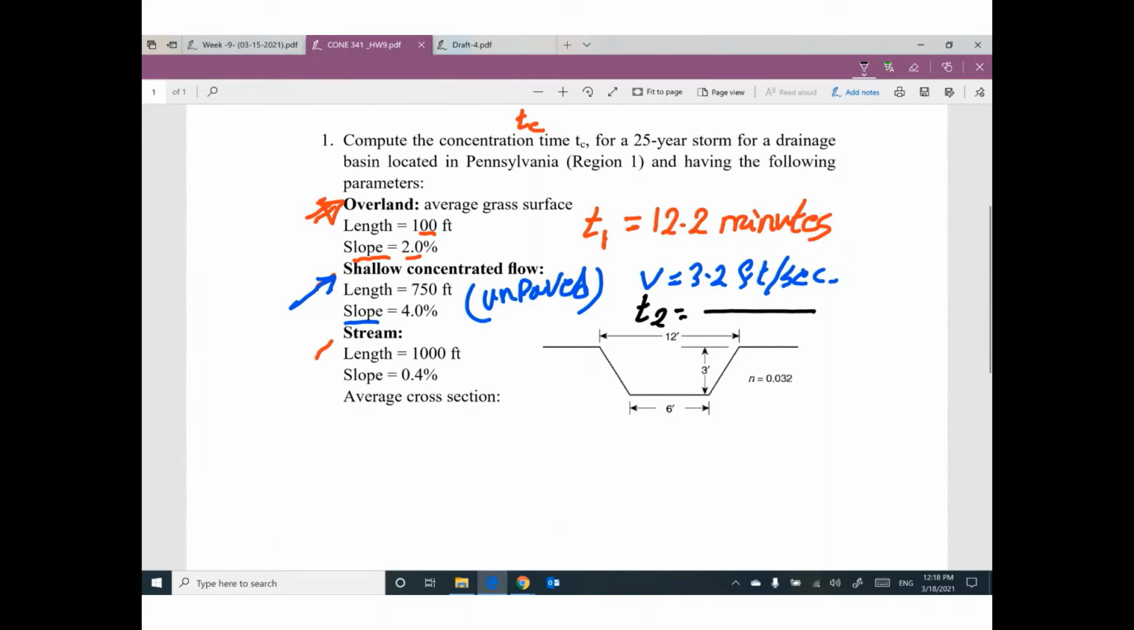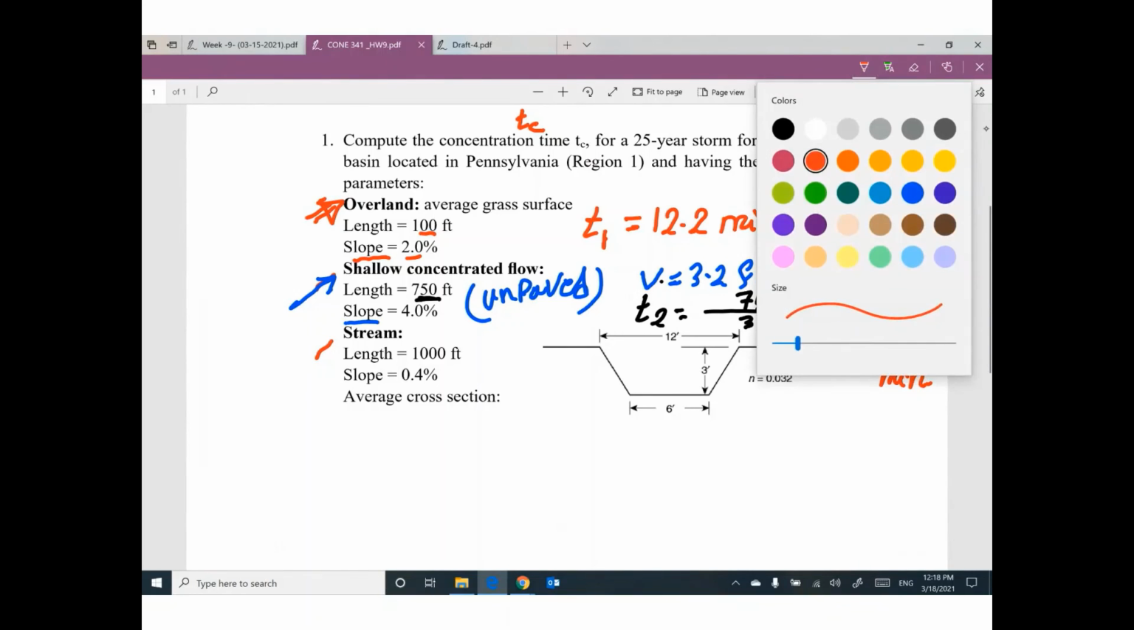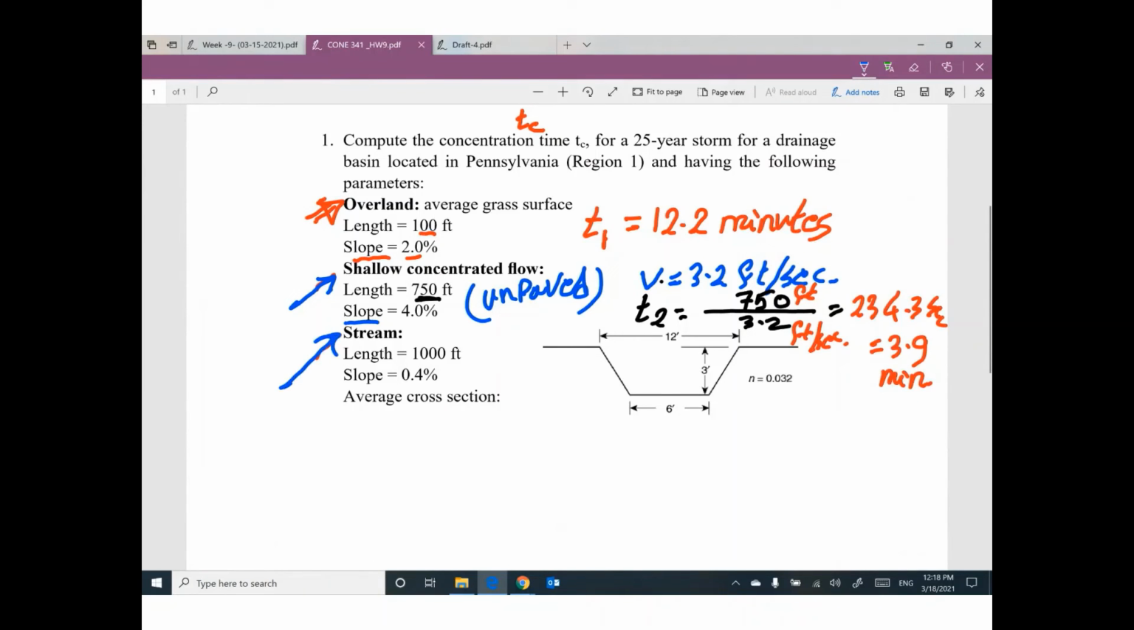The time t2 will be the length of this flow, 750, divide the velocity, 3.2. And remember, and keep it in your mind, this one in feet, this one in feet per second. So your answer will be in second. How much? 750 divided 3.2. It will be 234.3 seconds. Convert it to minute. It will be 3.9 minutes. That makes sense?